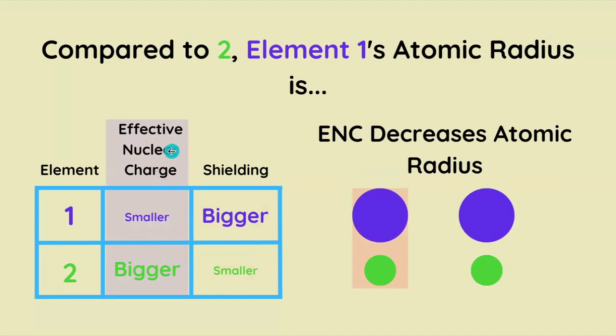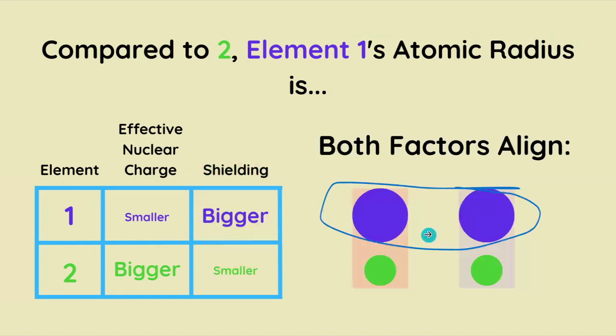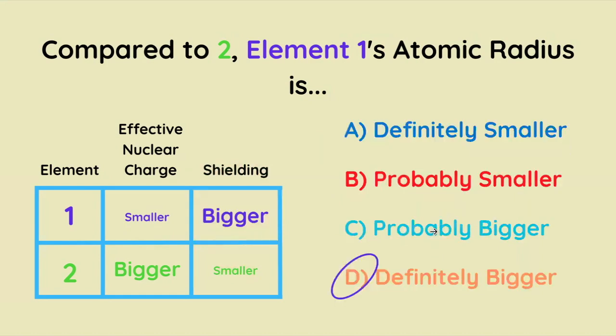Effective nuclear charge, on the other hand, decreases atomic radius. So because element 1 is smaller in effective nuclear charge, that's also a tick in the column that 1 is larger than 2. So both pieces of evidence tell us that element 1 should have a larger atomic radius than element 2. Therefore, element 1 is definitely bigger than element 2.